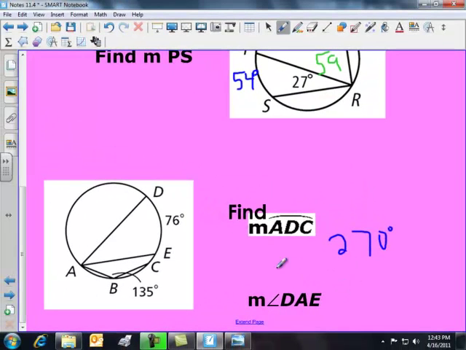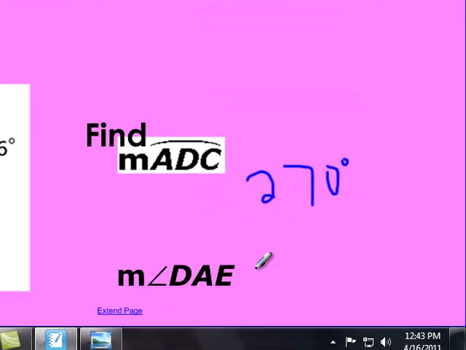All right. Again, with the same circle, if we are to find the measure of angle DAE, well, that's going to be half of 76. So what is half of 76? Very good. 38 degrees. I hope you didn't grab your calculator. You have a brain.